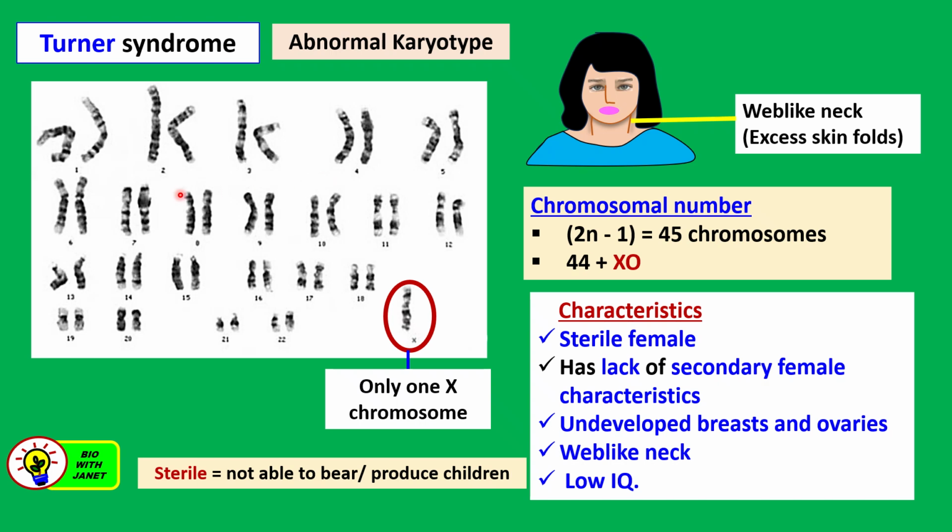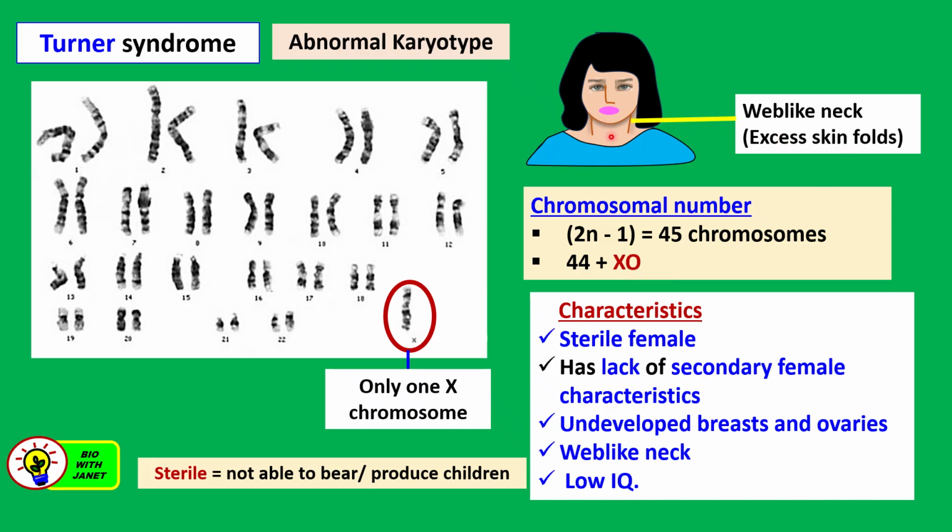Now, this is the karyotype. All the autosomes are normal. It's the sex chromosome again that is abnormal because there's only one X chromosome and no other sex chromosome. So, as we said, the chromosomal number is 2n minus 1 equals 45 chromosomes. Broken down, the chromosomal number is 44 plus XO or X0.